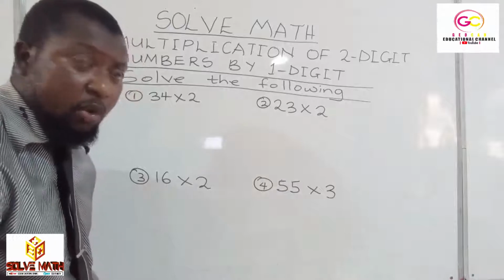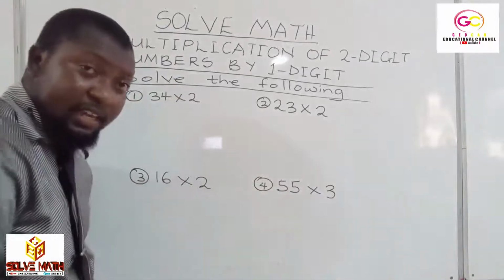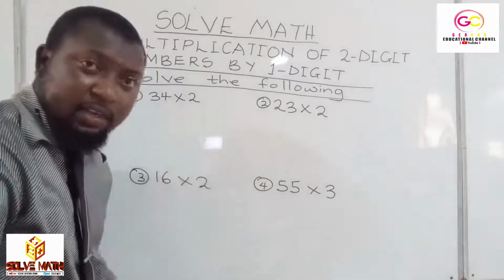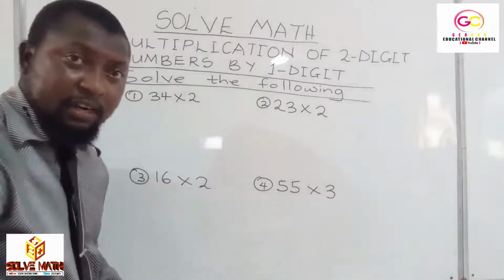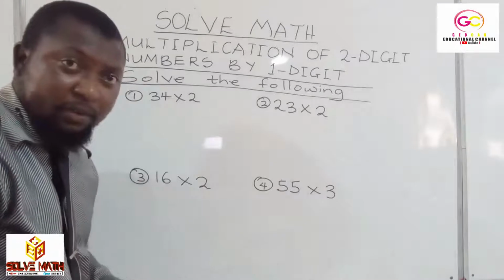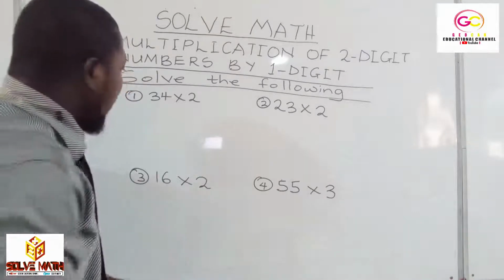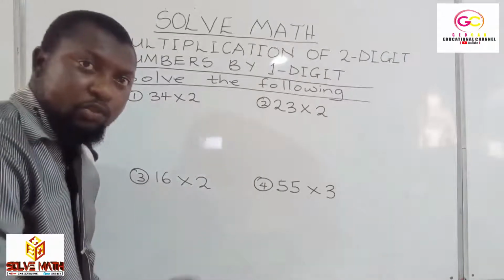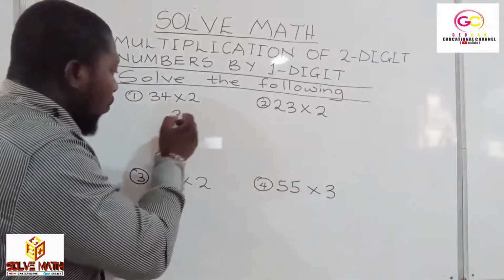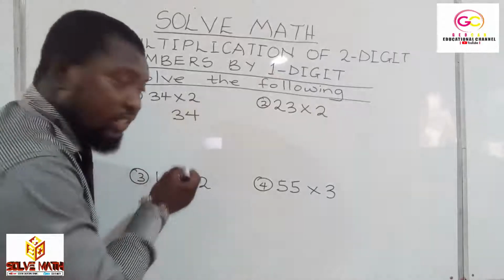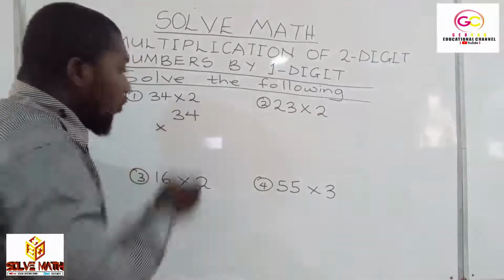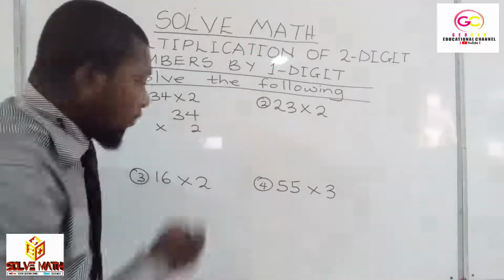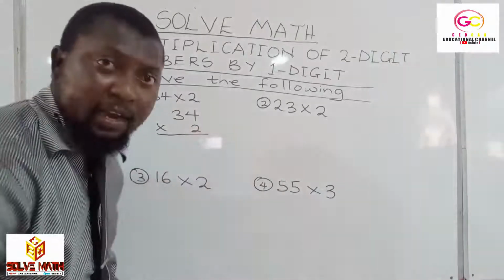As I told you in our previous edition, you have to write it in a vertical format. So arrange it vertically, then you can multiply. Now, 34 is the one with more digits, so let it be on top. Your multiplication sign is outside, then your 2 should be arranged on your right, under the first number. Then just draw a line.